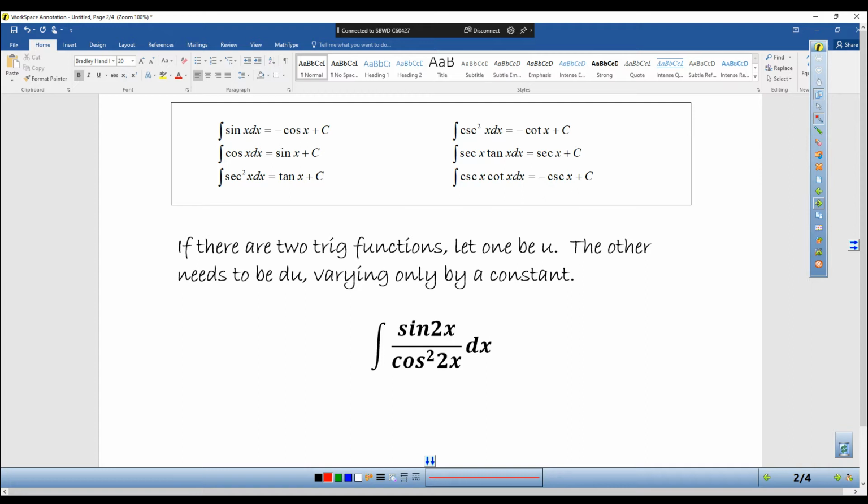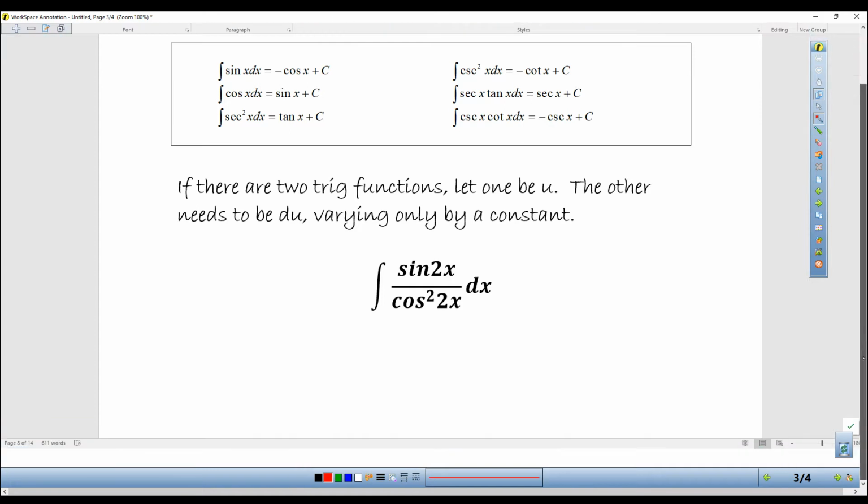Now this differs from the next one where I see two trig functions. When you see two trig functions, one of the two trig functions is going to be u. And commonly it's the more difficult one. So I see cosines being squared, so I'm going to let u be cosine, not cosine squared, just cosine. My derivative of u with respect to x is negative sine of 2x times 2.